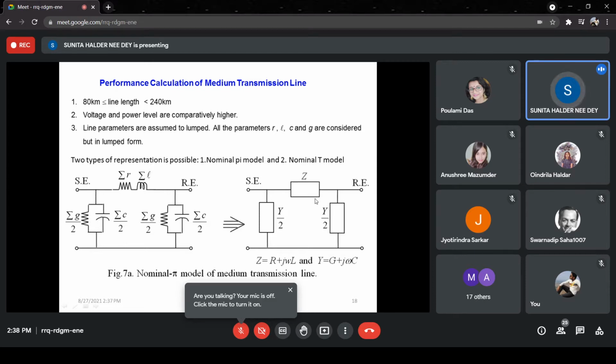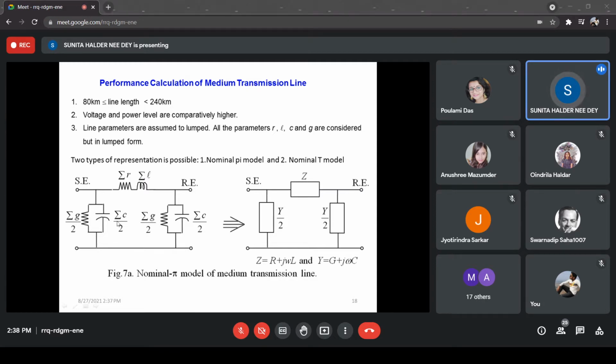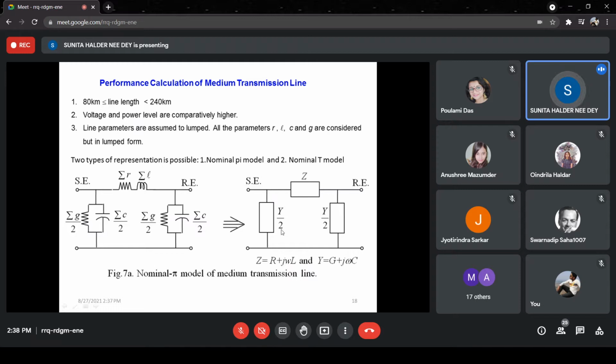There are two types of representation possible. One is that all the series components are at the center of the line, and the shunt part is divided equally on both sides of the line. So it looks like a pi. It is called the nominal pi model of the transmission line. This is the summation of R and L, so it is Z, and the summation of all G and all C, divided by 2. So it is Y by 2 and Y by 2 on both sides.